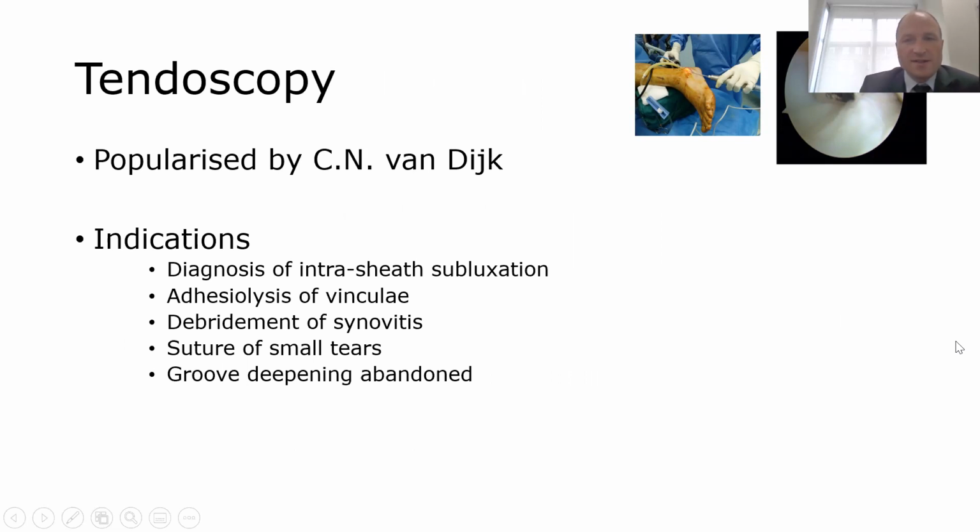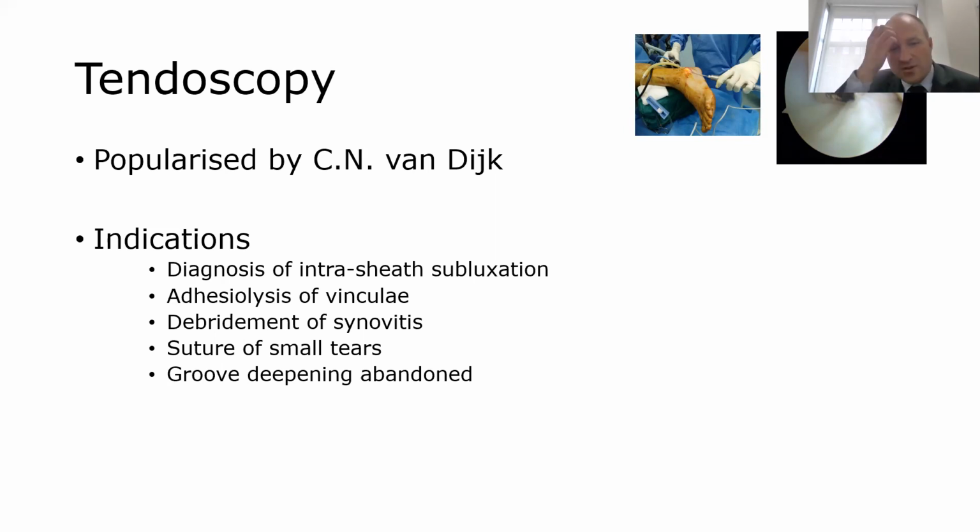Tendoscopy has emerged as a technique for managing small tears, perhaps synovitis around the peroneal tendons. There's a technique popularized by Nick van Dijk from Amsterdam, which he calls adhesiolysis of the vinculae. Just looking at what this is, the vinculae are small synovial strands which transmit blood vessels to the tendons, and probably those little blood vessels transmit very tiny nerve endings, and so removing them can improve pain, and you can remove scarring with arthroscopy.